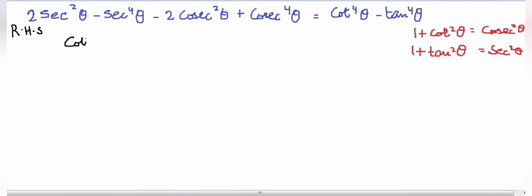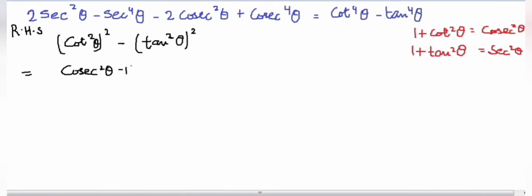Now cot power 4 theta can be written as cot square theta whole square, and tan power 4 theta can be written as tan square theta whole square also. Now in place of cot square theta, I can write cosec square theta minus 1 whole square, and in place of tan square theta I can write sec square theta minus 1 whole square. Now here we have cosec square theta.